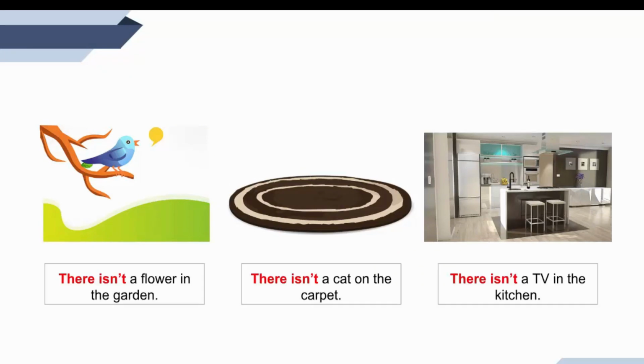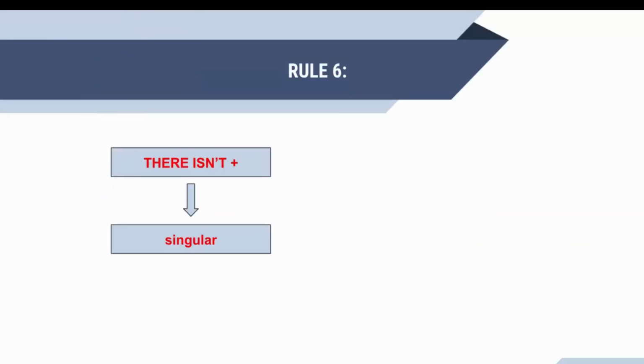Negative sentences. There isn't a flower in the garden. There isn't a cat on the carpet. There isn't a TV in the kitchen. So, there isn't. When you want to say that something is not there, something is not in the room, or something is not in the garden. There isn't a flower, there isn't a cat, there isn't a TV. The rule, there isn't goes with the singular noun.